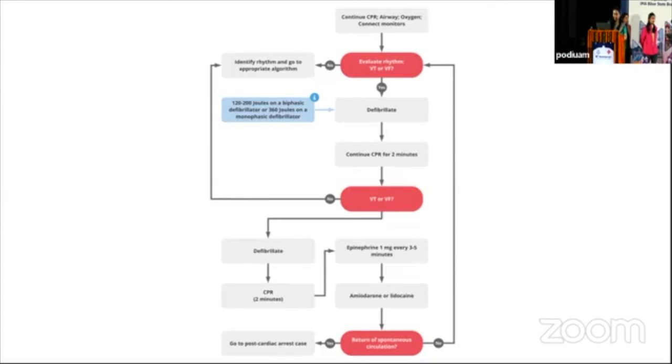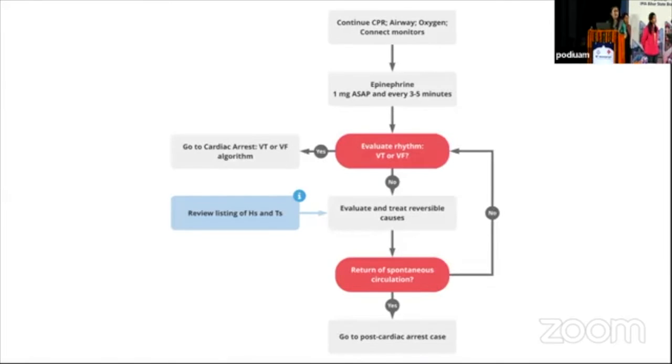Okay, then the other two rhythms are asystole and pulseless electrical activity. These are non-shockable rhythms. Remember, in asystole, there is no movement of the heart. And in pulseless electrical activity, there is an electrical activity, but there is no mechanical output because there is no pulse. The reason may be that the heart is empty. That is, there is no blood in the heart. So if you give shock, it would be of no benefit.